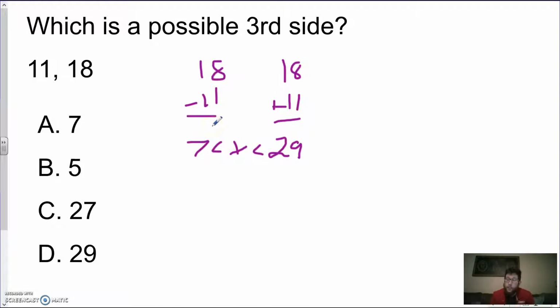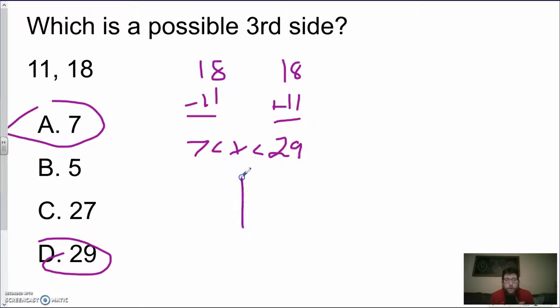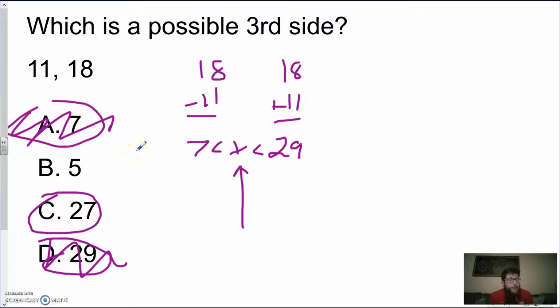Now, I know we're tempted to say, oh, I see a 7. Oh, and I see a 29. But remember, we want something in between these two numbers. So I'm actually going to go ahead and cross these guys out because 7 and 29 aren't in between here. We need a number in between. So I look, is 5 between 7 and 29? No. Is 27 between 7 and 29? Yeah. So my correct answer here is C. It's between the two numbers.